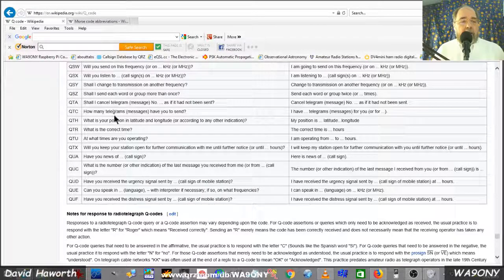So, these are just some of the Q codes that you will find on the 2-meter FM band and voice operation.